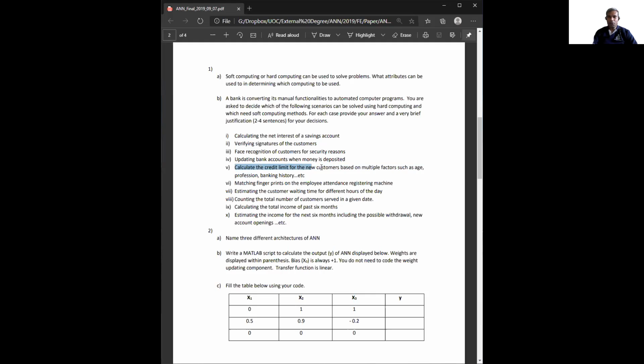Calculate the credit limit for new customers based on multiple factors such as age, profession, banking history, etc. Now, I don't know how many of you are using credit cards. So the credit limit is not actually fixed. You might think, okay, everyone gets 30,000, 1 lakh, or 2 lakhs, or 50,000, or something like that. That's not the case.